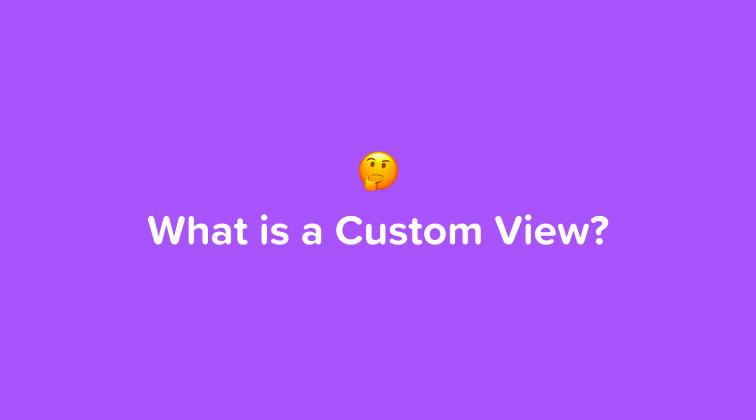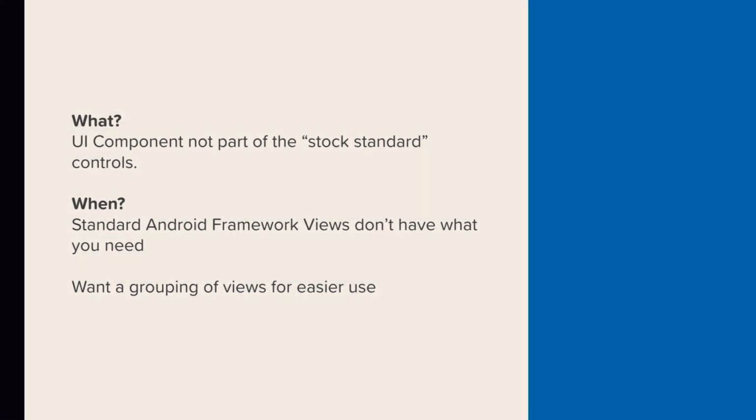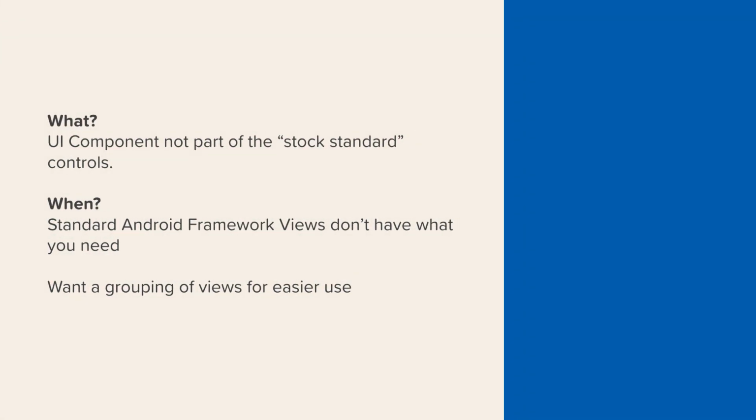Okay, so let's talk a little bit about what a custom view is in Android, before we dive into the internals of working with a canvas and that kind of thing. So a custom view on Android is basically a UI component that is not part of your stock standard UI controls. Things such as your edit text or your text views are part of your standard control system built in with Android. Whereas a custom view is something that maybe isn't built into the system and something that you want to have that's a little bit different from what you have currently.